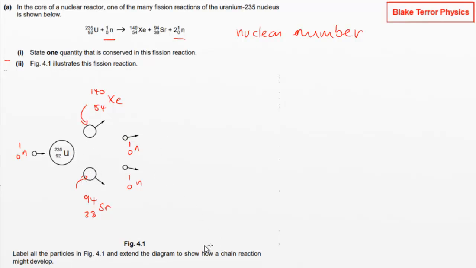And then we need to extend the diagram to show a chain reaction. Chain reaction means that at least one of these product neutrons is now coming round and being the neutron that's inducing further fission. So we need another uranium-235, 92, over here. It's going into that, and then we're getting the same thing happening again. So we want to repeat all of these arrows that we had on the original diagram.